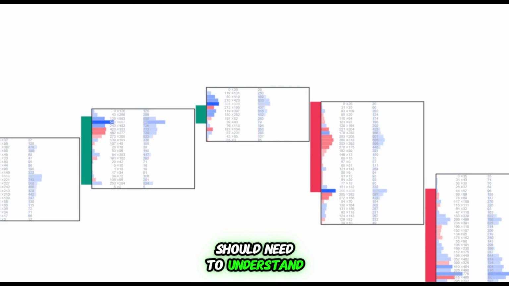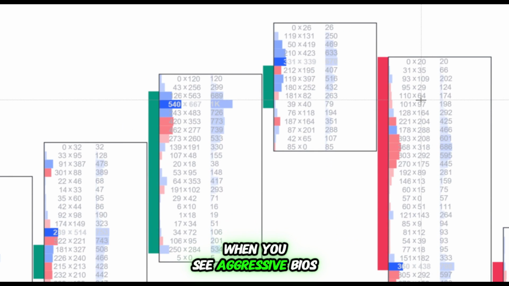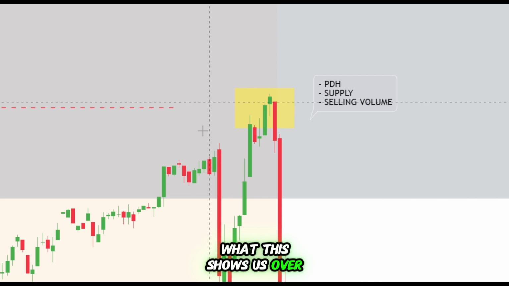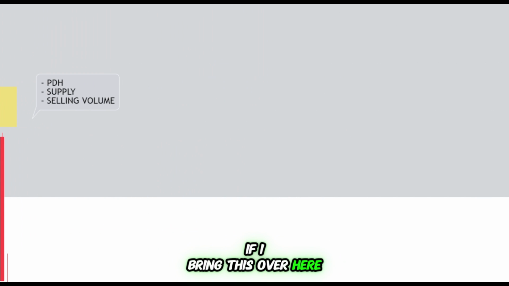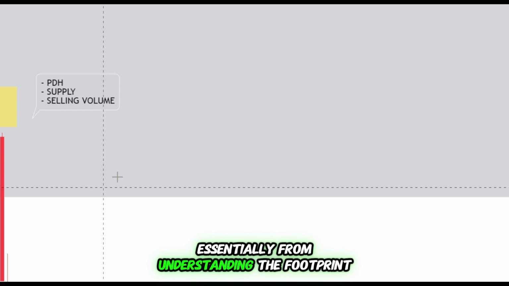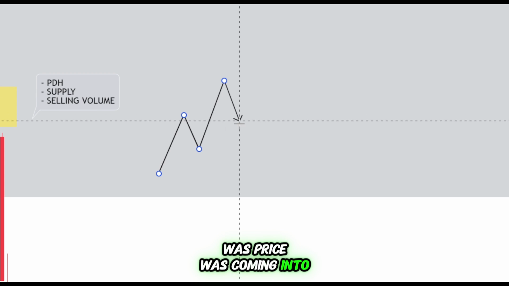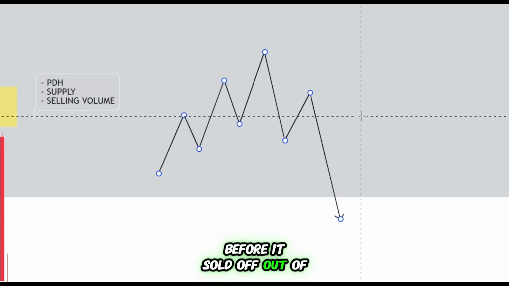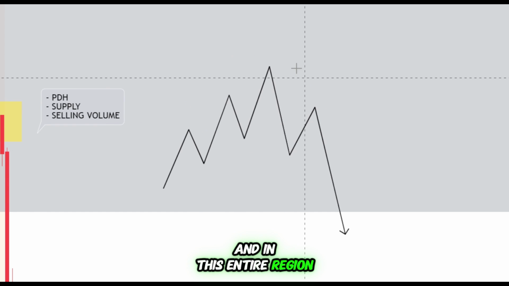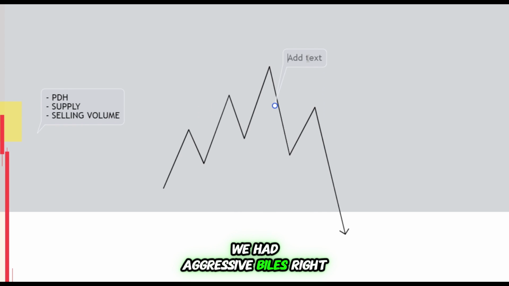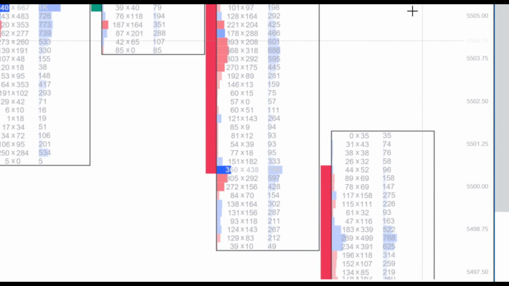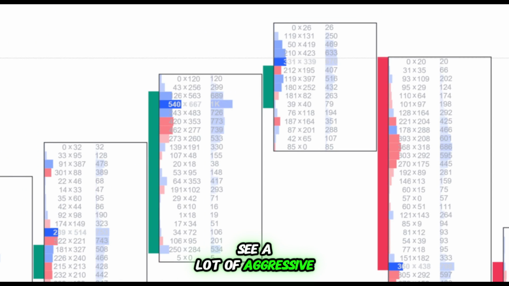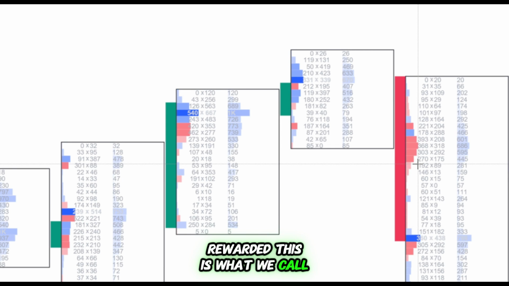So the first thing you need to understand as a trader is when you see aggressive buy orders that are hitting the ask and they're not being rewarded, what this shows us is that this supply zone is strong. So if I bring this over here, what was going on in this region essentially, from understanding the footprint chart, was price was coming into this area before it sold off out of this area. And in this entire region, we had aggressive buy orders, right? So we had that positive delta. When we see a positive delta or a blue delta, what this indicates to us is that we see a lot of aggressive buyers that are not being rewarded. This is what we call absorption, right?